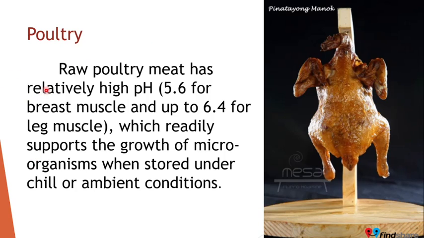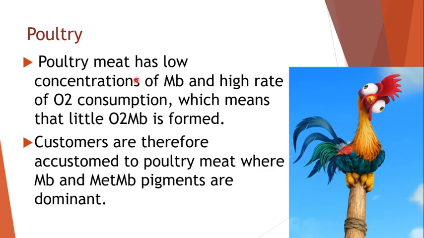Okay, so raw poultry meat usually has a relatively high pH, which is usually 5.6 for breast muscle and up to 6.4 for leg muscle. As you can see, it's near neutral, which readily supports the growth of microorganisms when stored under chill or even ambient conditions. So we have here a picture of a pinatayong manok, or in English, the standing cock.